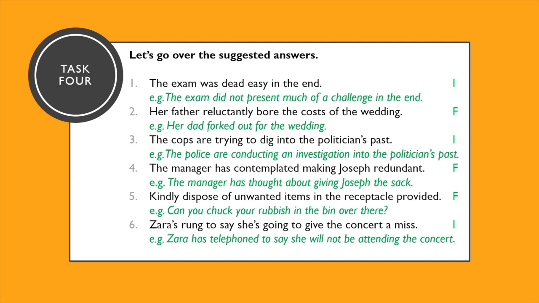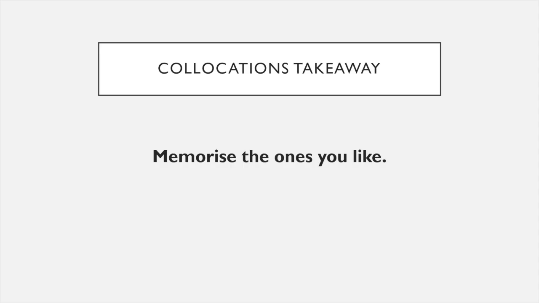Again, in this activity, these are only suggested answers. There could be other ways of expressing appropriate register using other words. Let's do number 1 together. So, for example, the exam was dead easy in the end. So, dead easy is an example of informal English. So, in order to make it formal, you could say something like, the exam did not present much of a challenge in the end. So, press pause and go through numbers 2 to 6. Compare your answers and the register to the ones here, and then press play again when you're ready to wrap up.